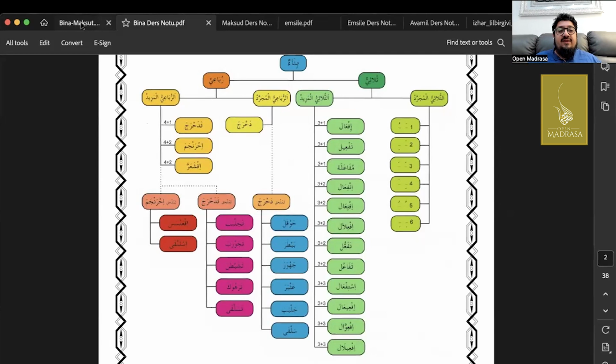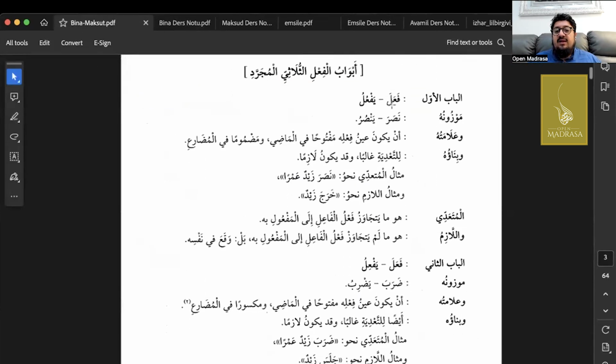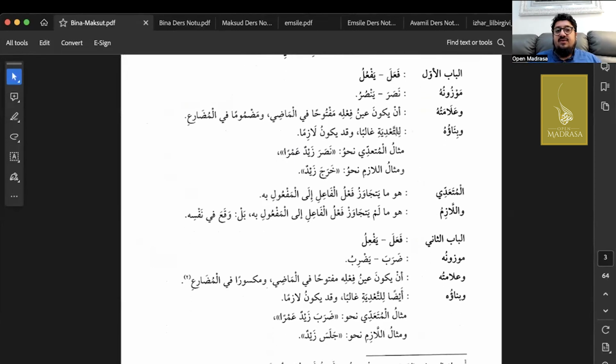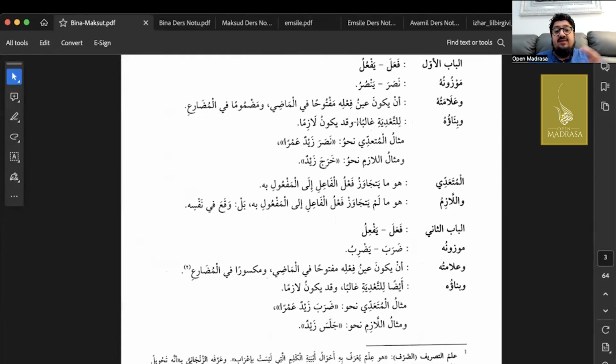Again, not a very long text. You can see it here, broken down very nicely. Al-Bab al-Awwal, Fa'ala yaf'ulu, Nasr yansuru. Its mawzun is here, its scale. وَعَلَامَةُ أَن يَكُونَ عَيْنُ فِعْلِهِ. I'm just giving you a couple of lines to give you a taste of how the book is. أَن يَكُونَ عَيْنُ فِعْلِهِ مَفْتُوحًا.